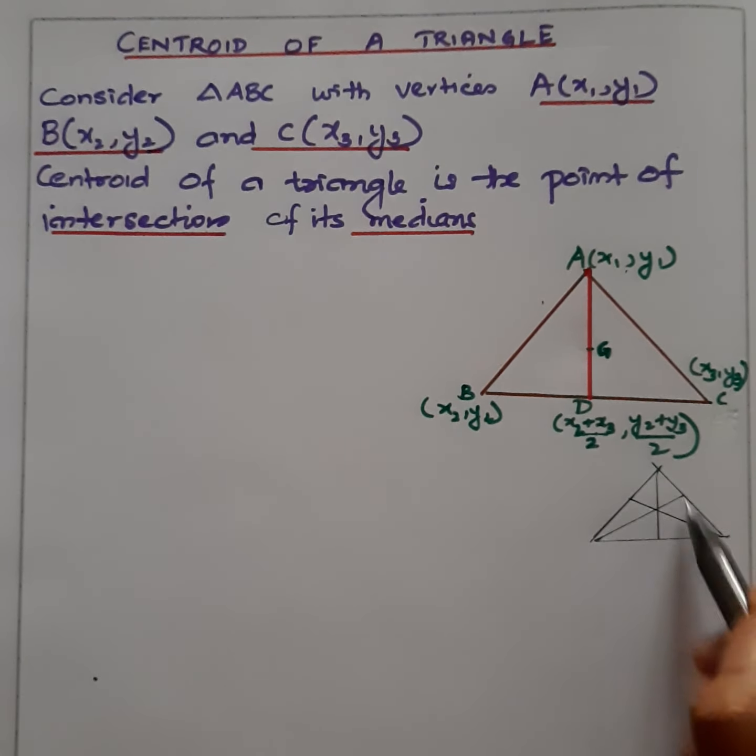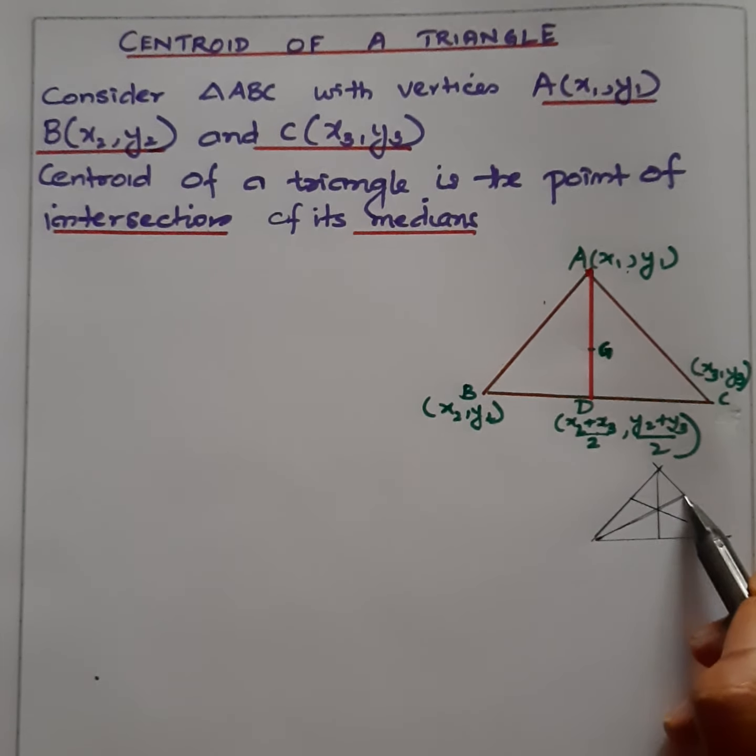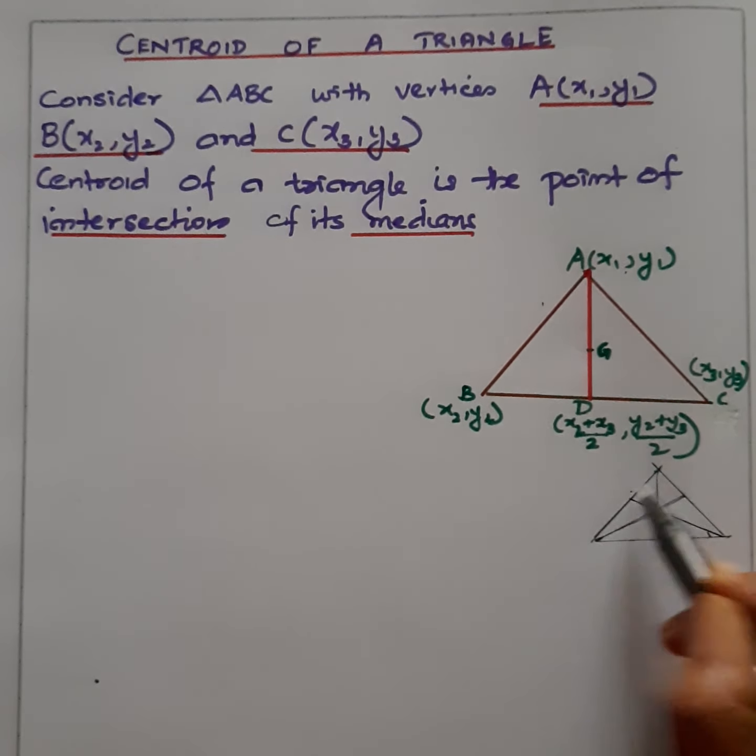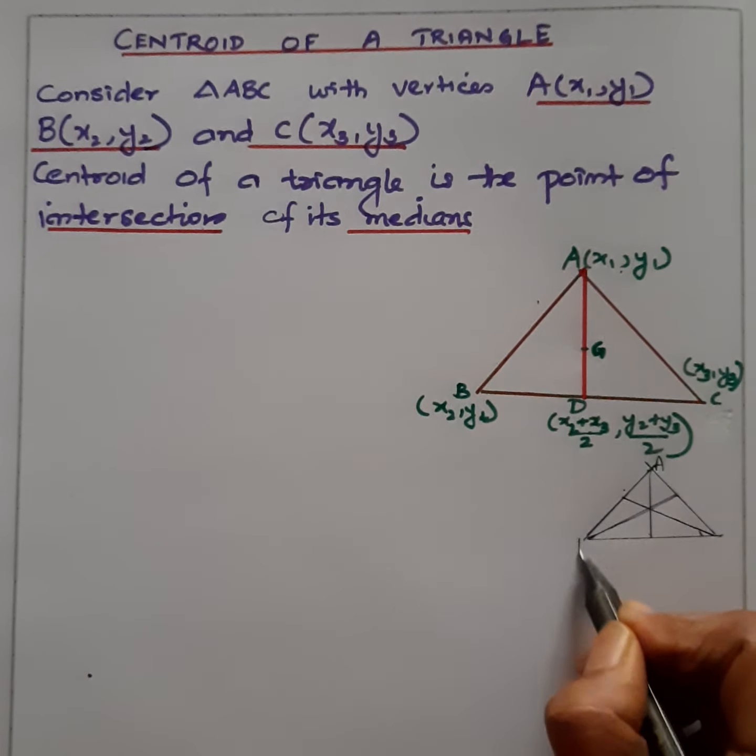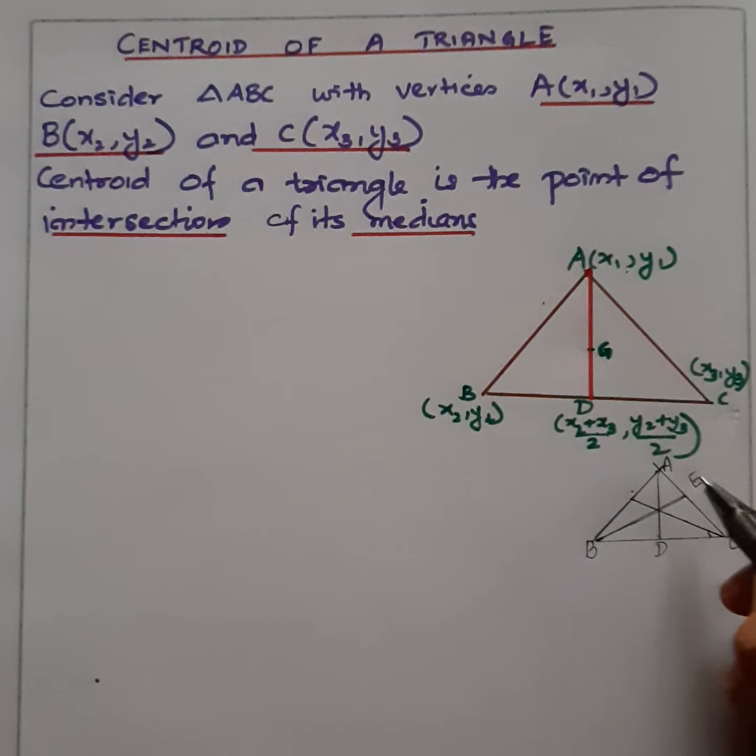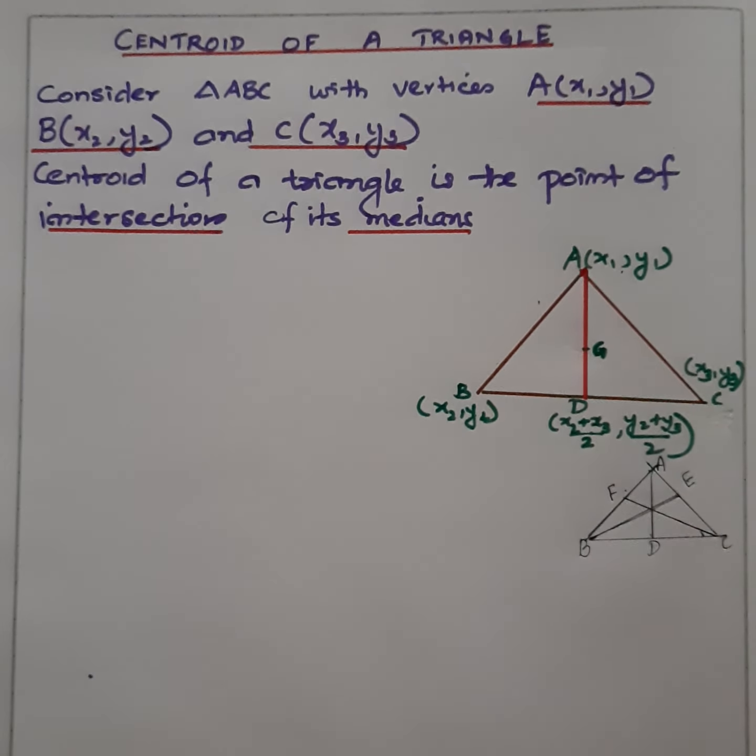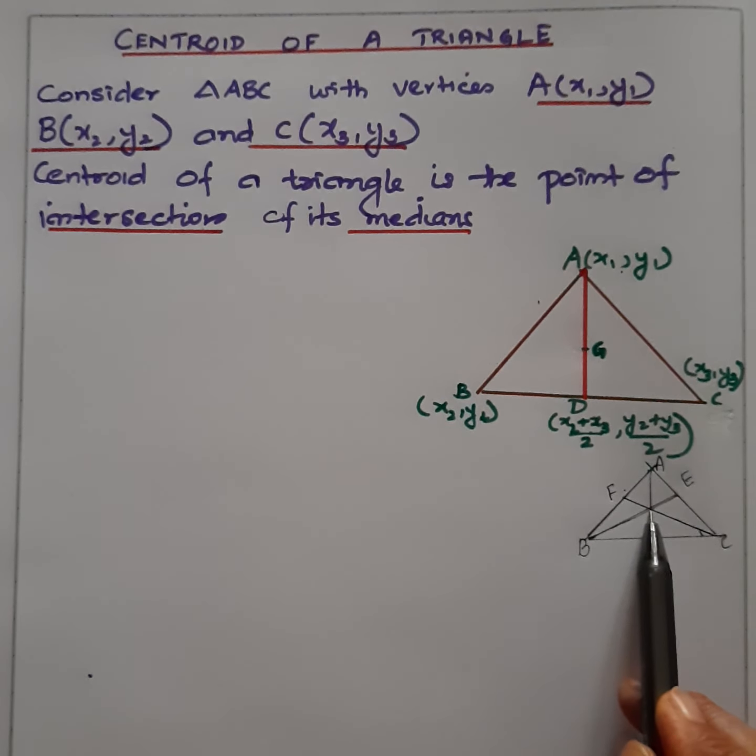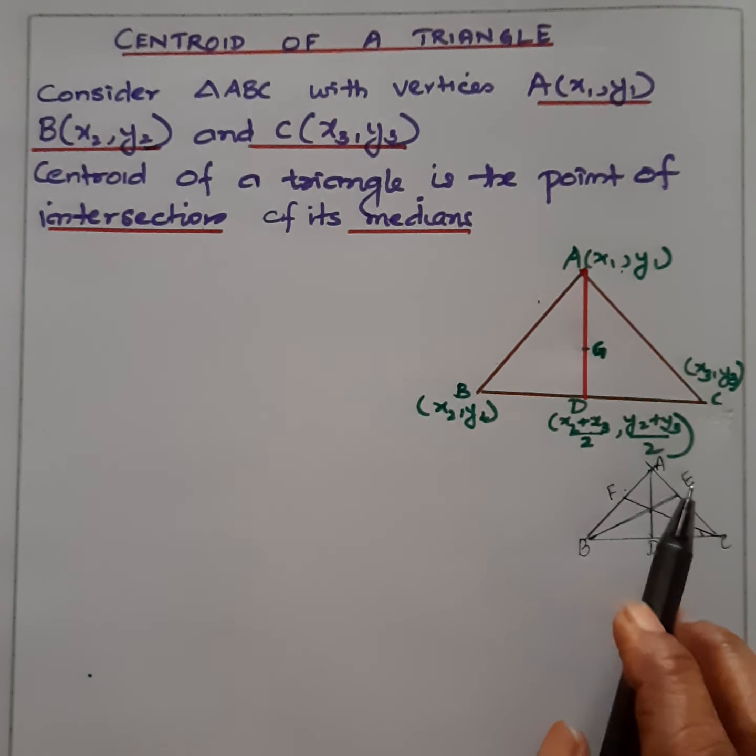In a triangle, the centroid is the point of intersection of the medians. If in triangle ABC, AD is a median to side BC, BE is a median to side AC, and CF is a median to side AB, then the point of intersection or concurrence of these three medians is called the centroid of the triangle. You should know what orthocenter, incenter and circumcenter are. Centroid is also one such point.